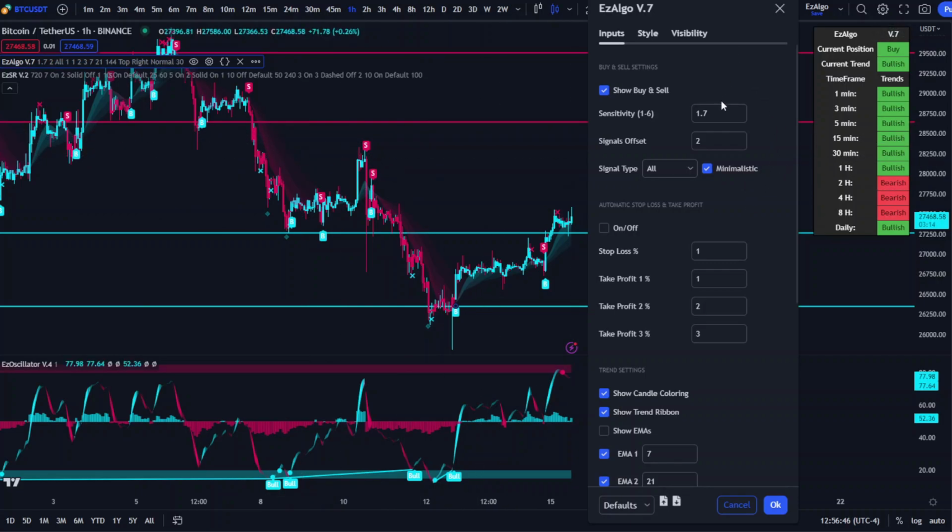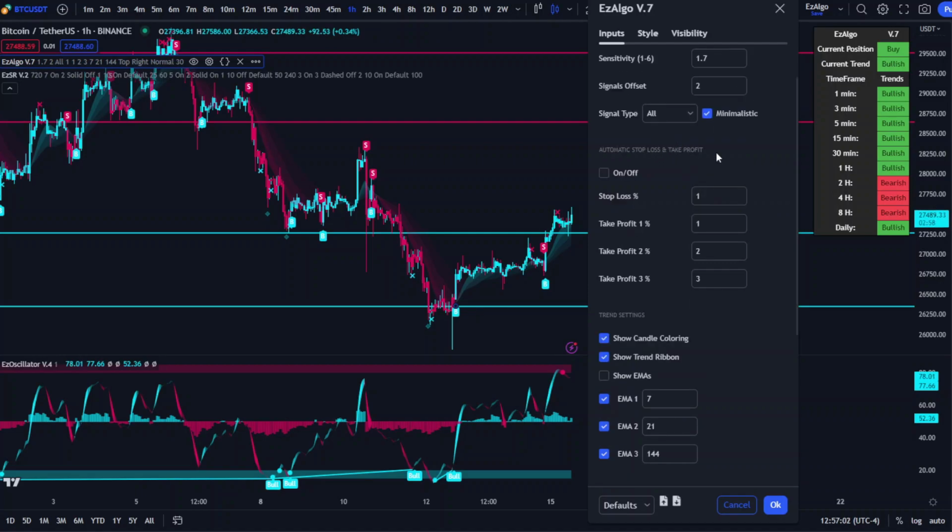I like to keep the sensitivity on 1.7. The buy and sell signals are actually meant to be used for the Heikin-Ashi candles, so it doesn't really matter what sensitivity you're using if you're on Japanese. The automatic stop loss and take profit, I actually like to keep toggled off. I don't use the automatic stop loss and take profit. I will set my stop loss based on the current market structure, usually above or below a certain key level.